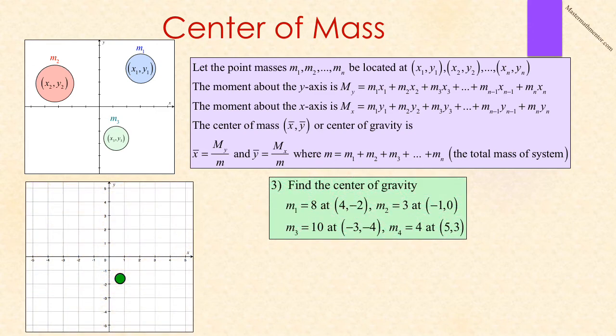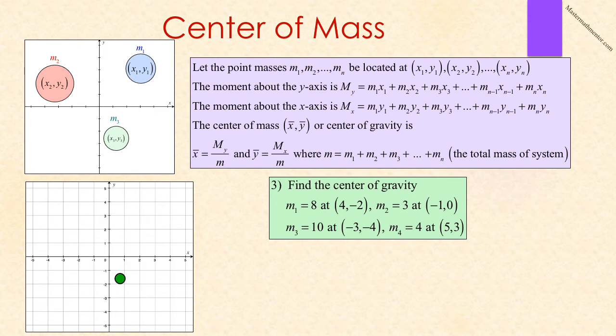In number 3, we're asked to find the center of mass or the center of gravity of the 4 point masses. We have m sub 1 is 8 at the point 4, negative 2. M sub 2 is 3 at the point negative 1, 0. M sub 3 is 10 at the point negative 3, negative 4. And M sub 4 is 4 at the point 5, 3.